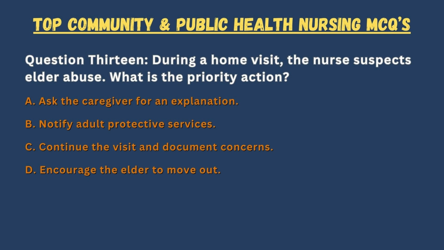Question 13. During a home visit, the nurse suspects elder abuse. What is the priority action? A. Ask the caregiver for an explanation. B. Notify Adult Protective Services. C. Continue the visit and document concerns. D. Encourage the elder to move out. Answer. B. Notify Adult Protective Services.